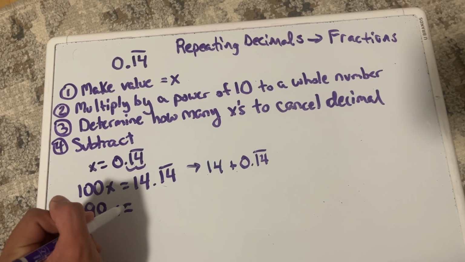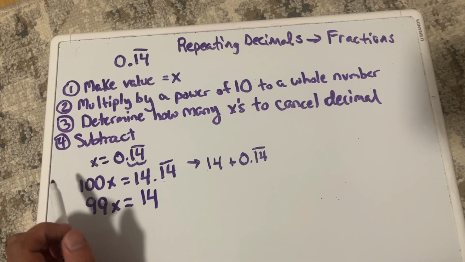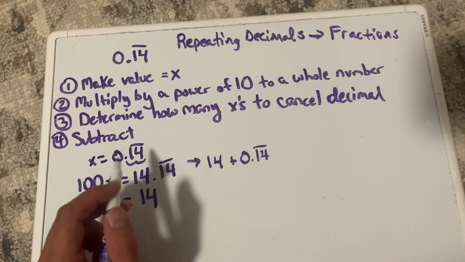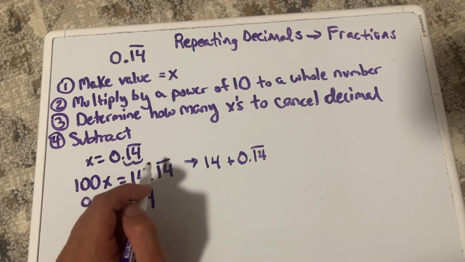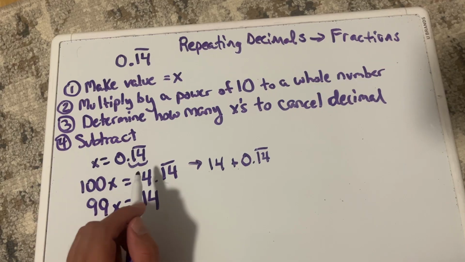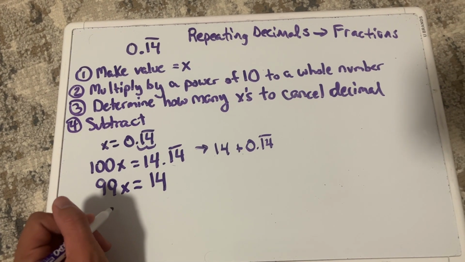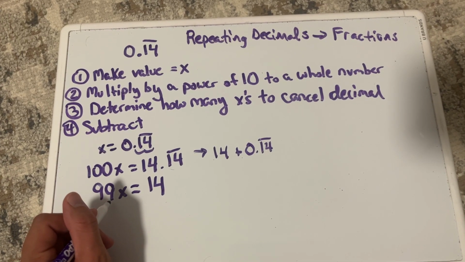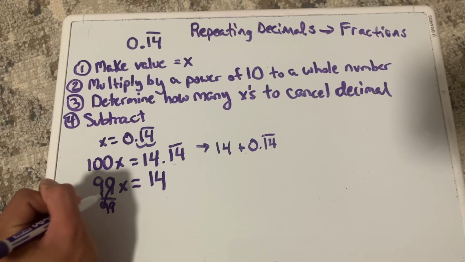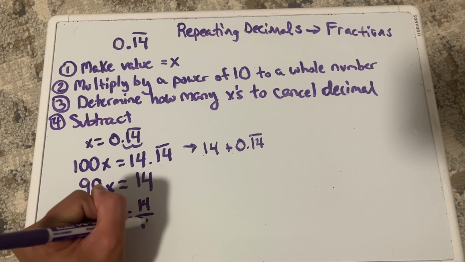99x equals 14. I am taking that away. I'm subtracting that x. So that means that 0.14 repeating is getting taken away. I'm taking that x away. And now I'm going to solve for x. So to get x by itself, I have to divide both sides by 99. That cancels out. So x is equal to 14 over 99.